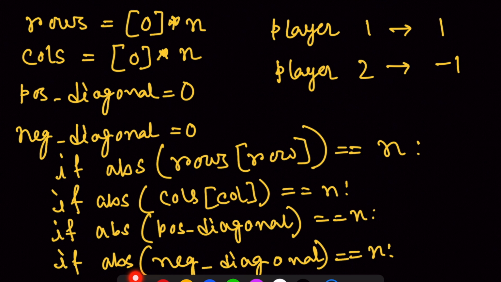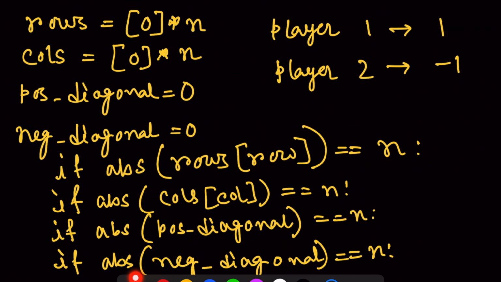For the positive diagonal and negative diagonal, I am just taking one variable that is initialized to 0. So what happens if player 1 first marks one diagonal value, it will be incremented by 1. Then player 2 marks a value at the same diagonal, that will be decremented to 0 again, right? But if one of these players marks all the positive diagonal values, then this positive diagonal value will be either n or -n, right? So what will be our strategy here?